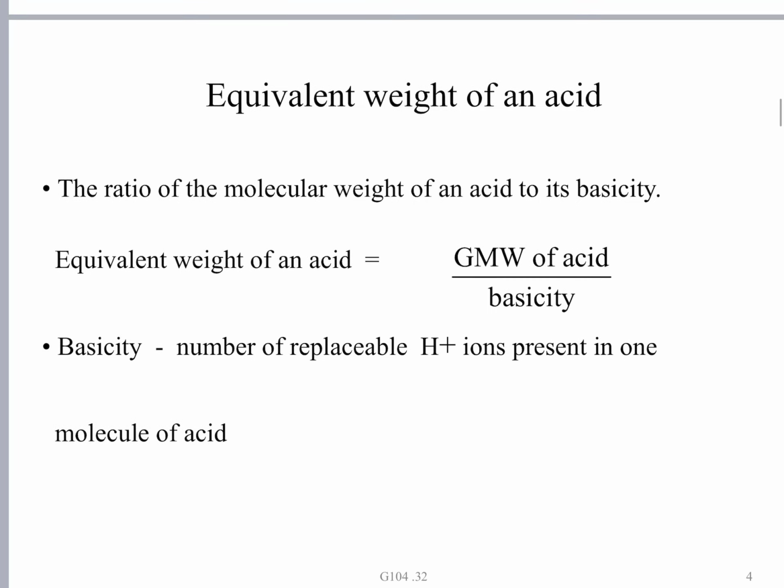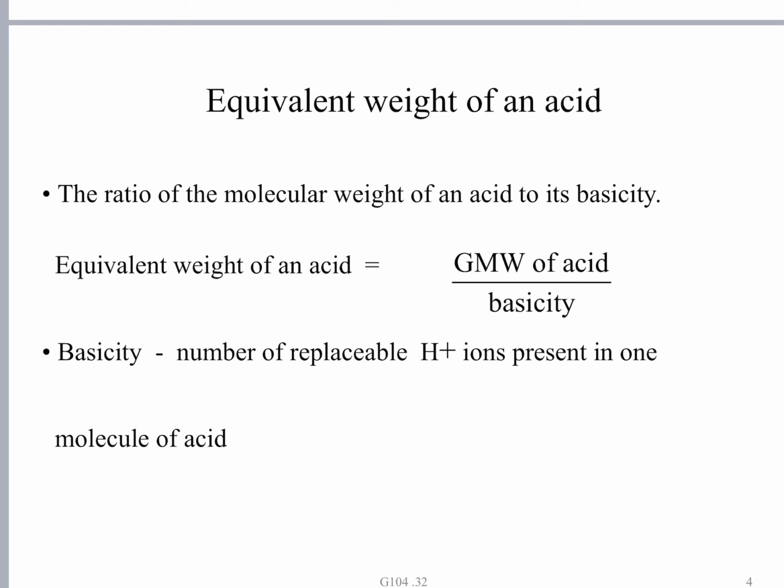Equivalent weight of an acid. Okay. In this chapter, we will try to calculate the equivalent weight of acids, equivalent weight of bases, and equivalent weight of salts also. Actually, to work out normality problems, the equivalent weight calculation is essential.